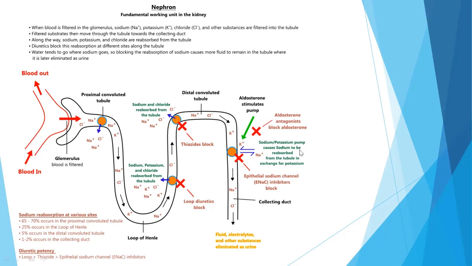And the sodium potassium pump causes sodium to be reabsorbed from the tubule in exchange for potassium. Then the ENaC blockers just block the epithelial sodium channel, and these all cause the sodium to stay in the tubule. Now, since the sodium is in the tubule, the water will follow the sodium, so there is excretion of water. Now, this is the mechanism of action of diuretics.